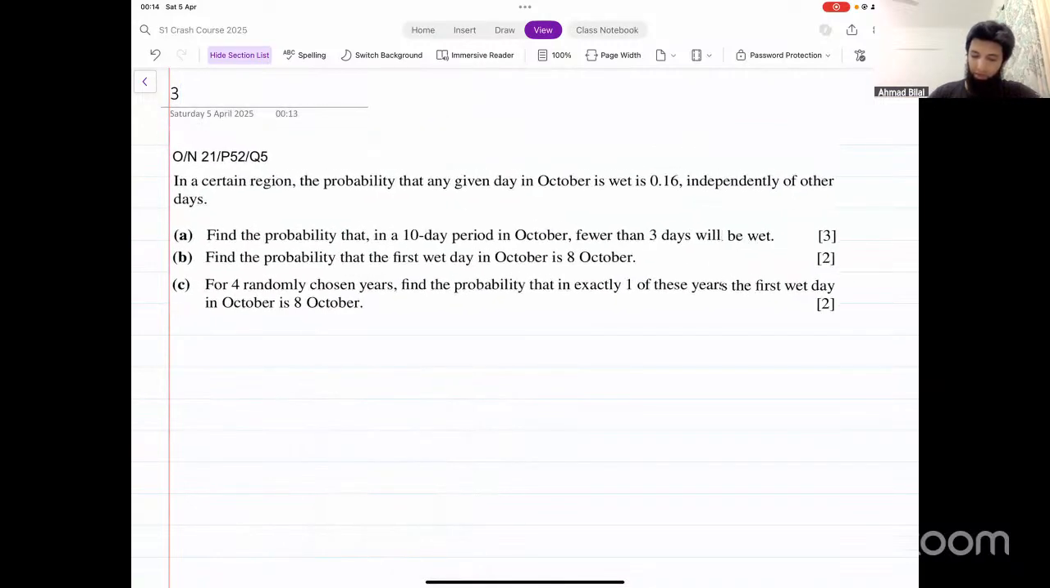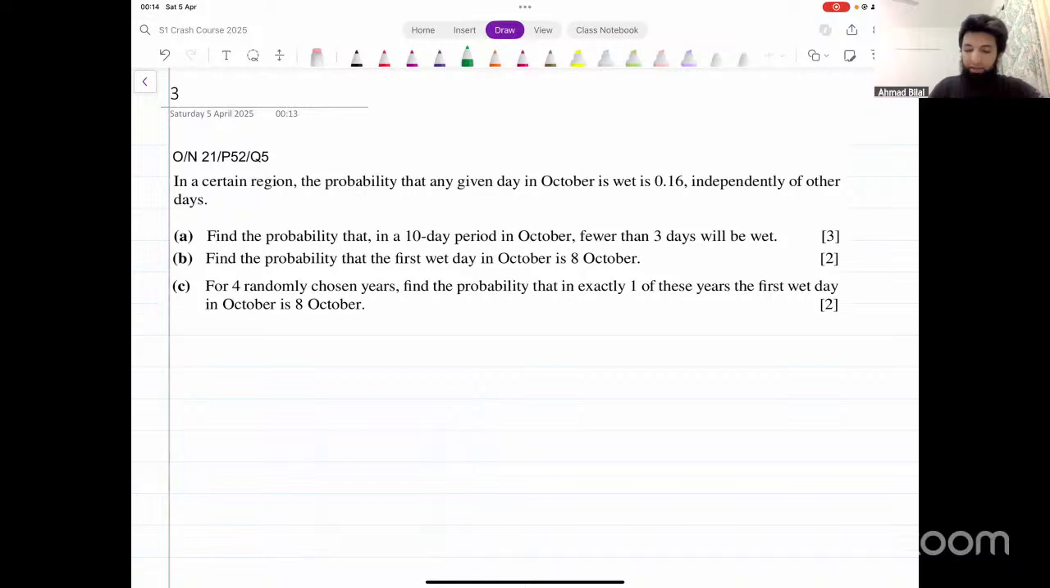In a certain region, the probability that any given day in October is wet, it means it rains on that day, is 0.16 independently of other days. Find the probability that in a 10-day period, fewer than 3 days will be wet. What distribution is this?